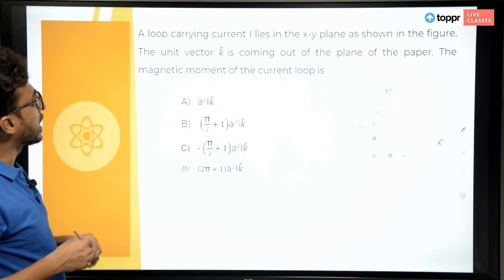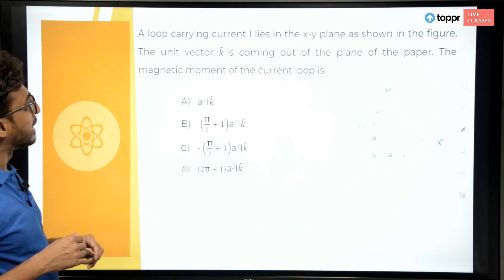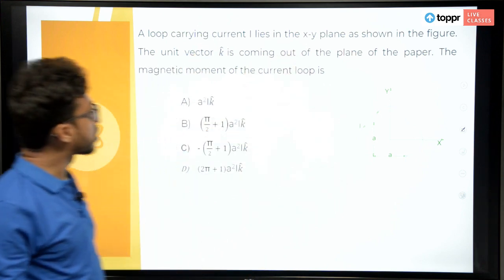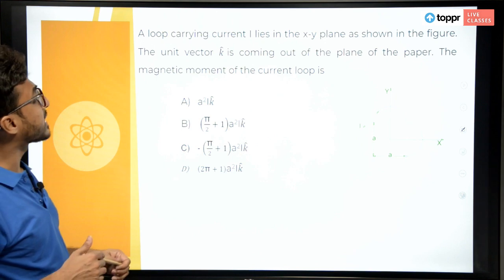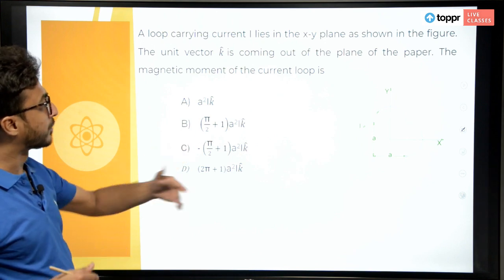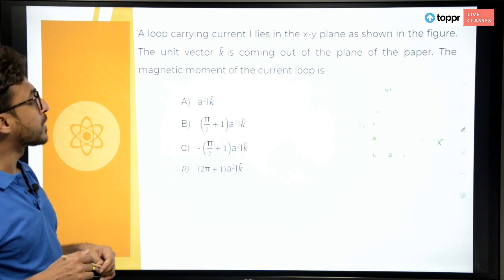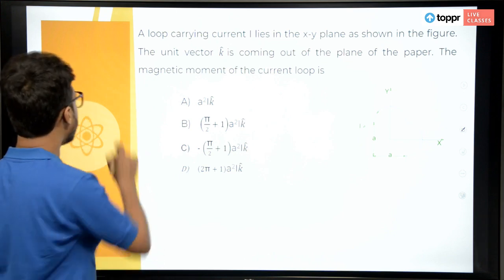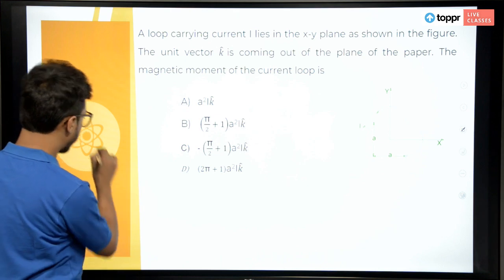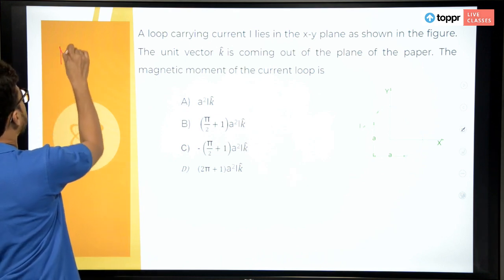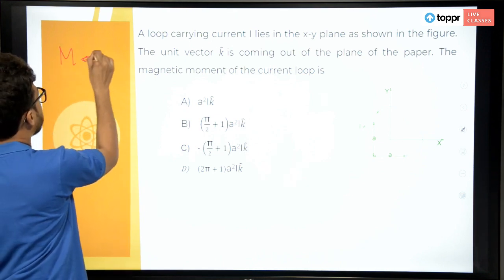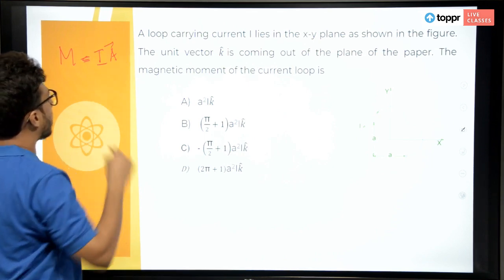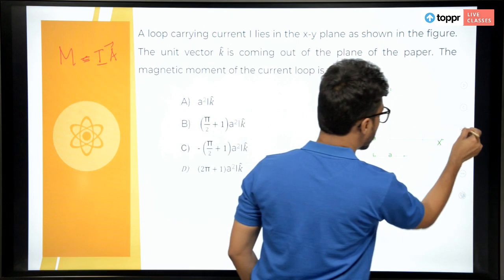A loop carrying current I lies in the xy plane as shown in the figure. The unit vector k is coming out of the plane of the paper. The magnetic moment of the current loop is. Now, this is a very simple question. Magnetic moment m is nothing but I into the area vector A.